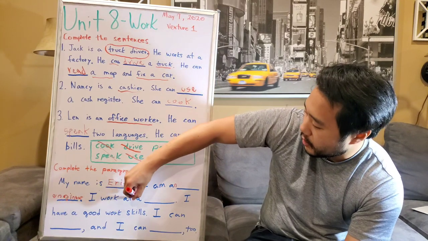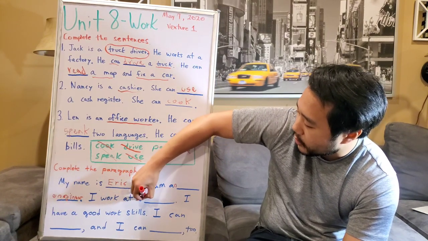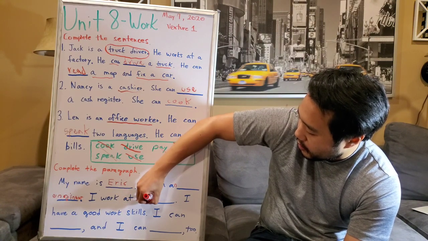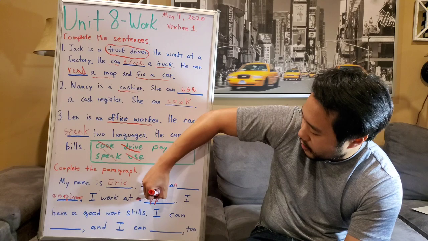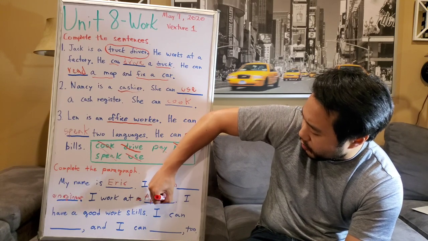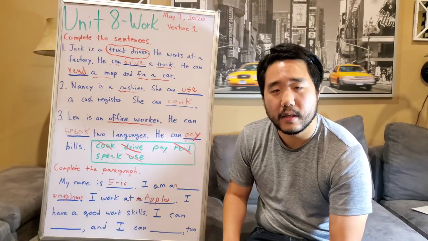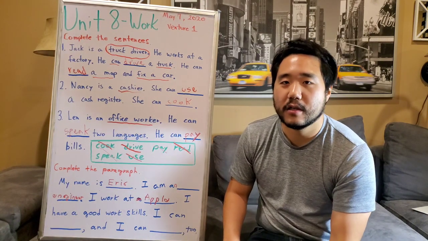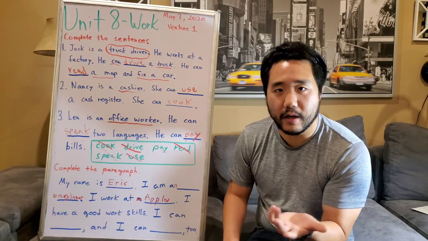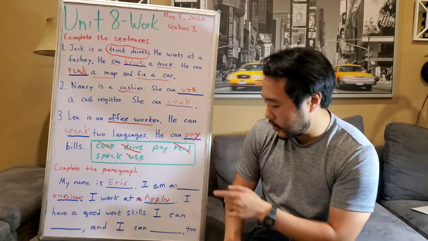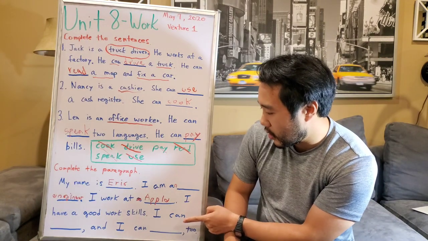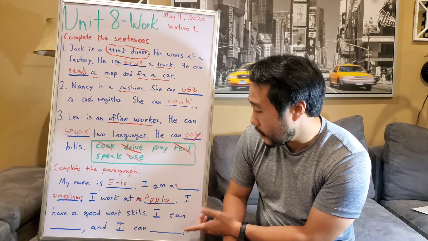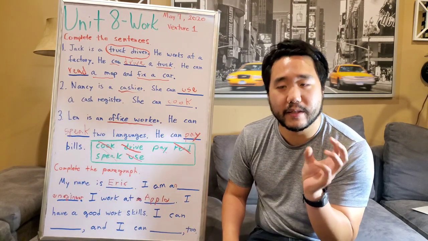So we don't need a here. Let's say I work at Apple. Does everyone know what the Apple company is? Like iPhone, MacBook. It's built by a company called Apple, and they have a lot of engineers. So now I have good work skills. I can, as an engineer, I'm just going to use basic stuff.